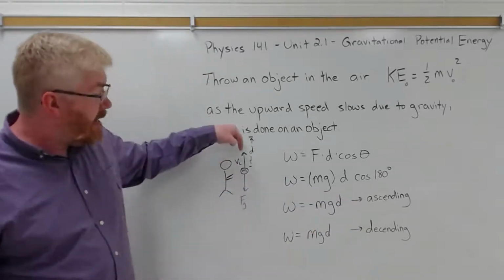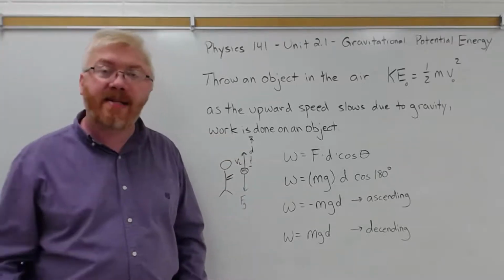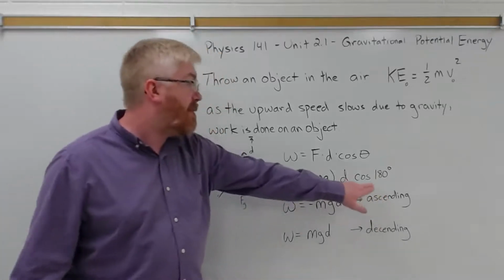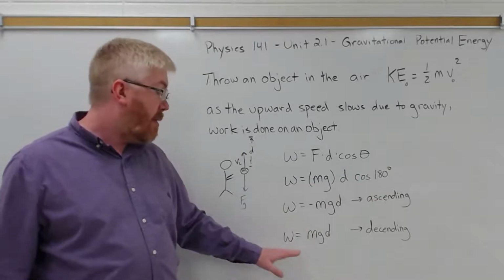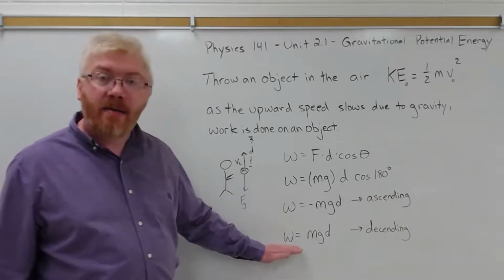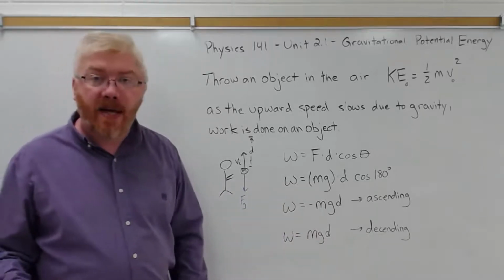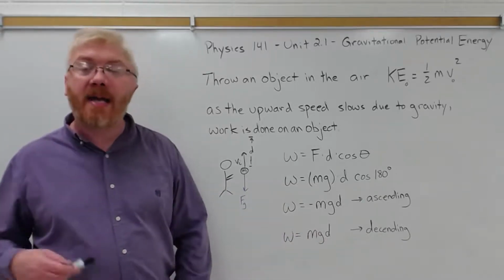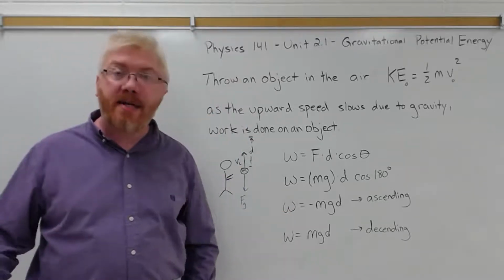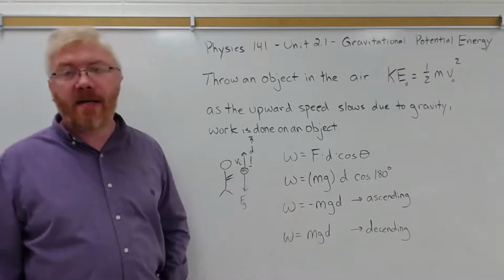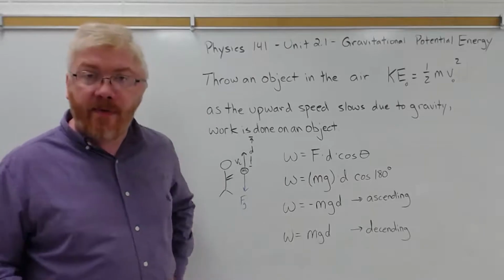When the object is descending, the displacement is downward and the force of gravity is downward. You get the same result except the angle is 0 instead of 180, so the negative sign goes away. So the work done by gravity for a descending object is positive. The object speeds up. As work is positive, the kinetic energy of an object increases. When an object ascends, its kinetic energy is decreasing, therefore negative work is being done on the object. The object is slowing.